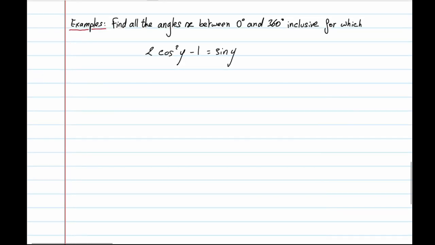Second example, another equation to solve: 2 cos square y minus 1 equals sine y. In that case, be careful, the square means that we're doing cosine y squared. It's not cosine of cosine y. So we can rewrite it like this.